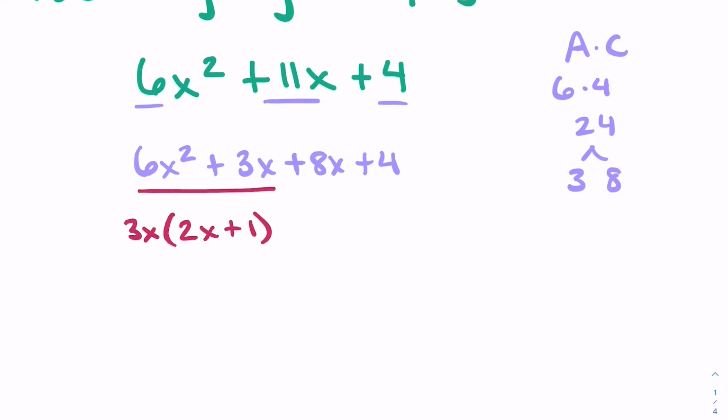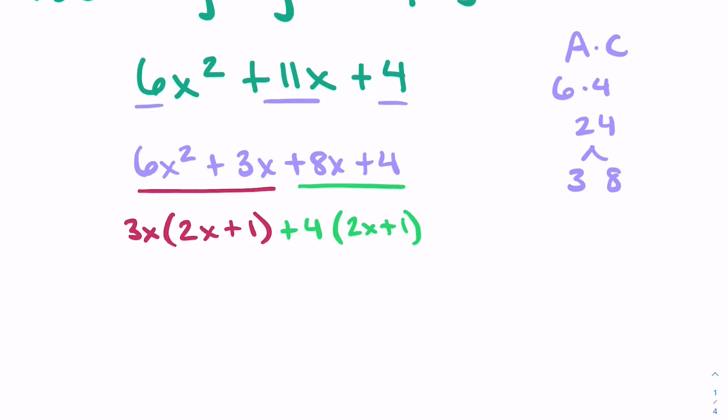Then I'm going to do the same thing with these terms. I'm going to factor out what I see as a greatest common factor, which is a 4. And that leaves me with 2x plus 1. And immediately you see that this is now a term and this is a term, but they have the same 2x plus 1 in common.